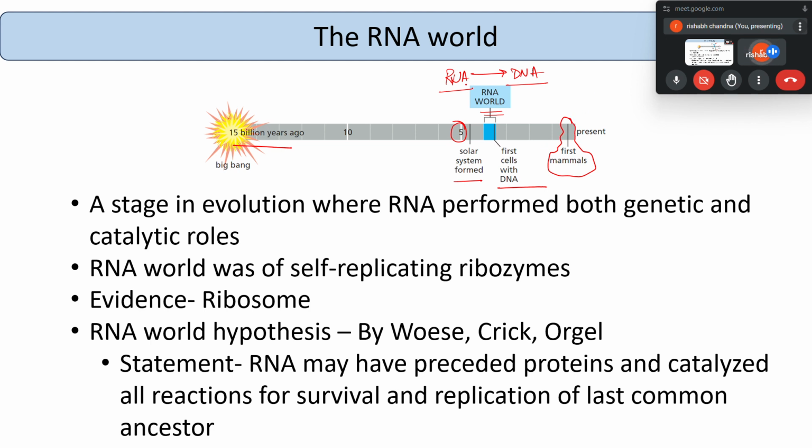So the RNA world suggests that there was a stage in evolution where RNA was the main molecule. That means it performs both genetic as well as catalytic roles. The other name for it was self-replicating ribozymes. How? Genetic means that it was a genetic material, and for a genetic material to survive, it must be self-replicating.